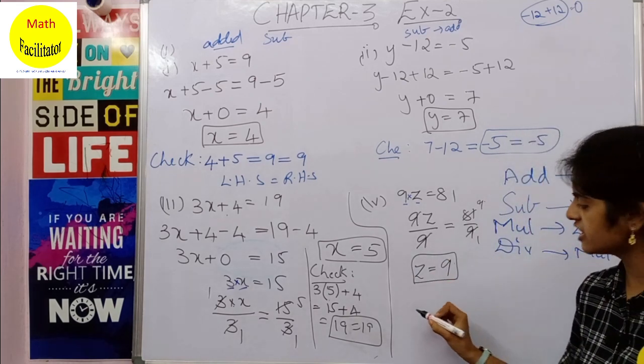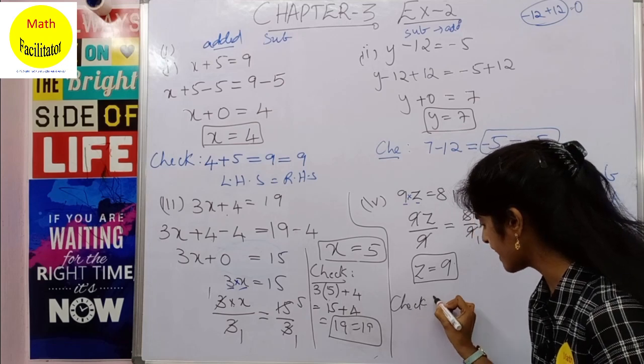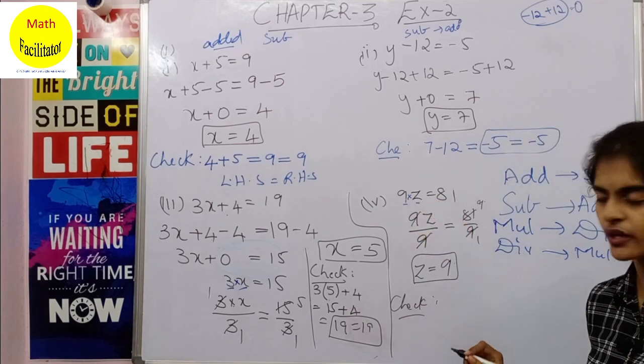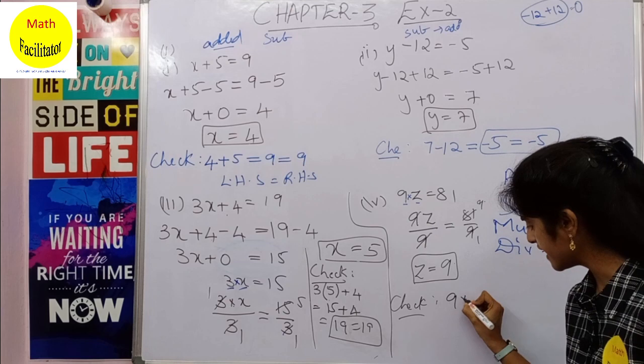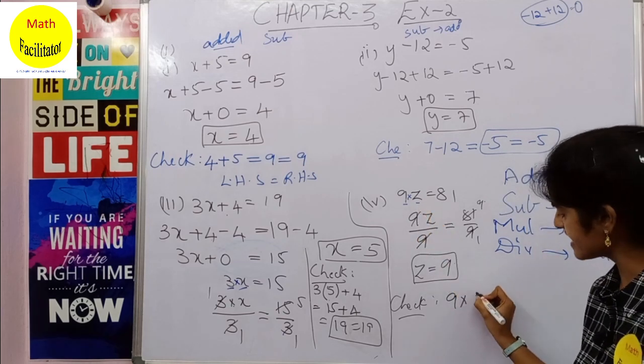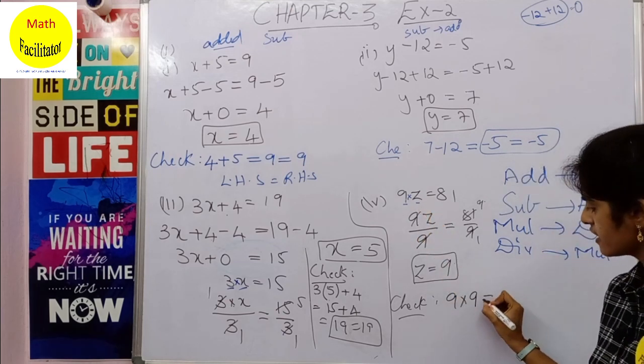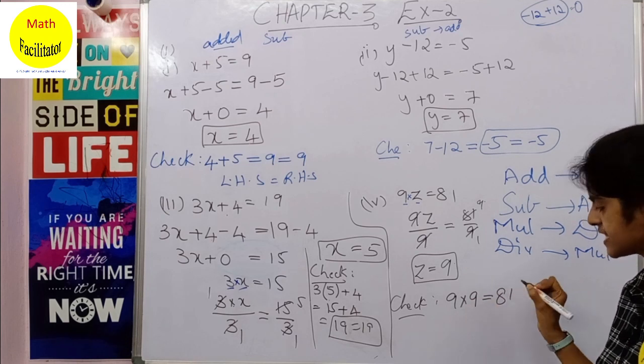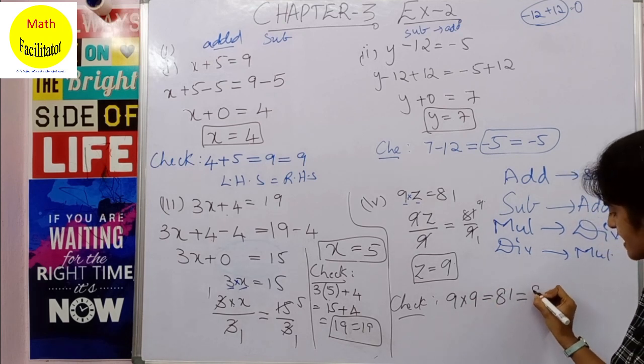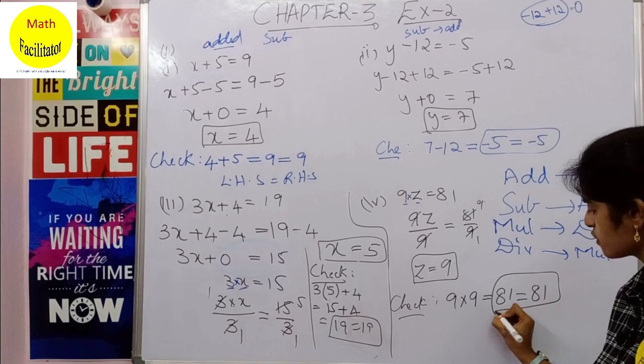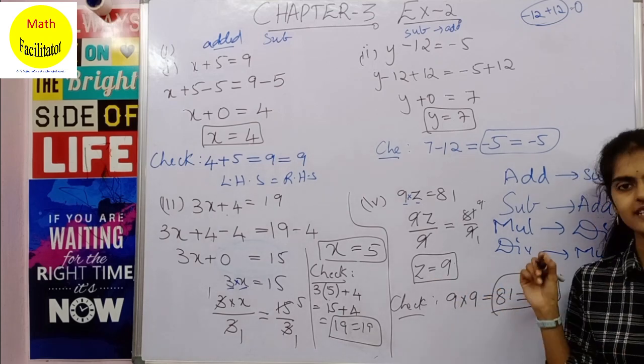So how will you check? To check, again you will substitute this 9 here. So this is 9 multiplied by z, which is 9. 9 nines are 81. So LHS is 81, RHS is 81, which means z equal to 9 is the correct solution.